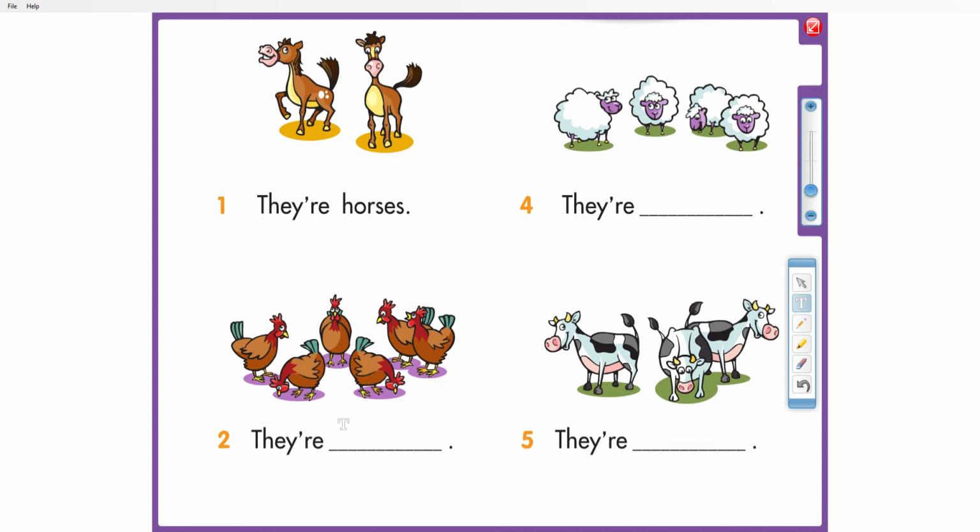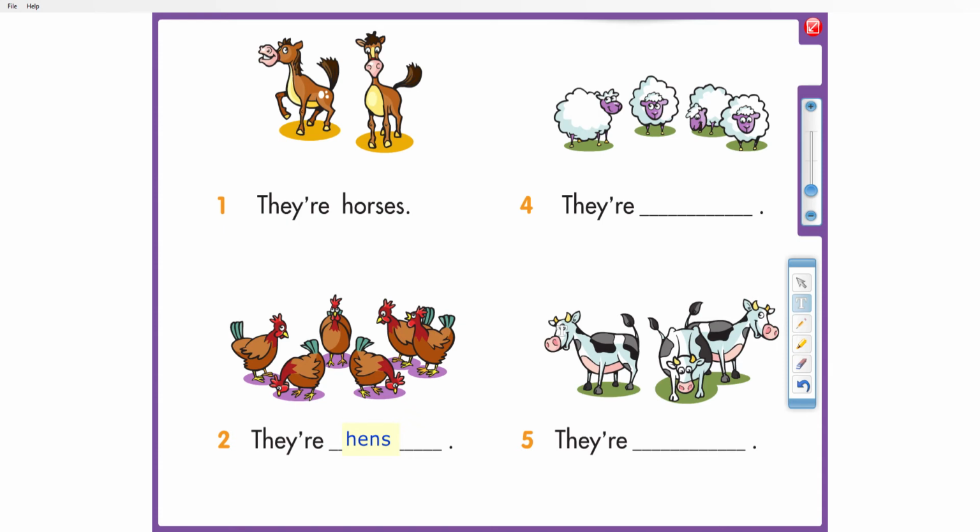What are these? Think very well. Think before you answer. What is it? We have one, two, 3, 4, 5, 6. We have 6. They are hens.